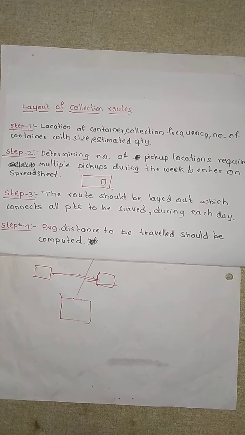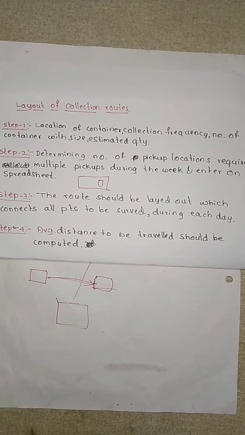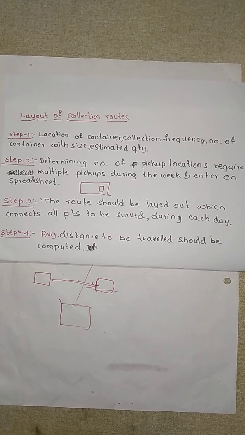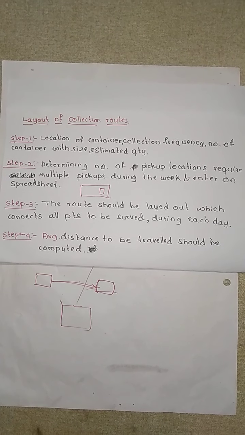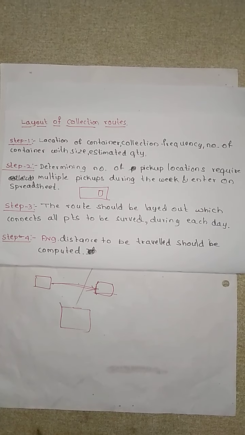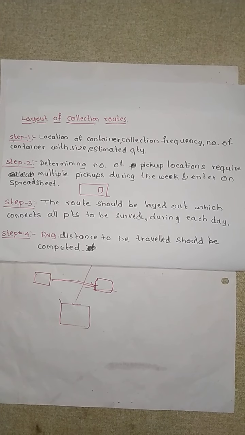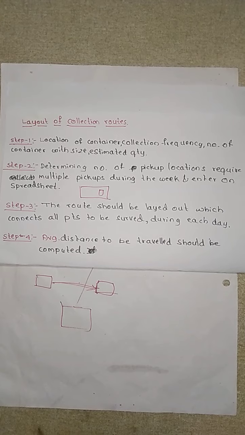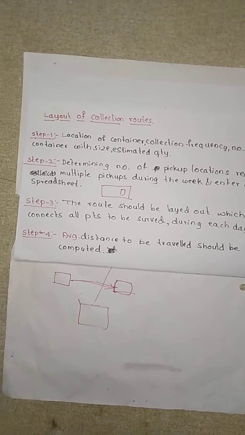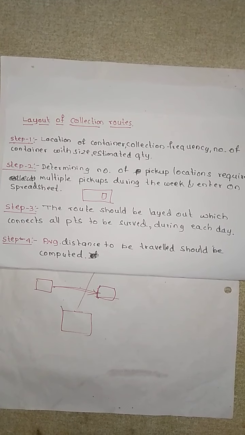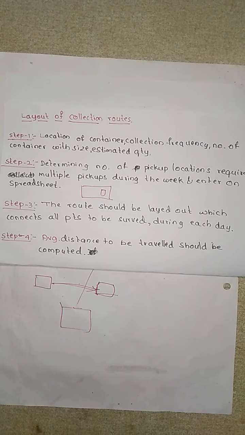Now in your exam, this particular question may be asked: determine the criteria for the layout of the collection system or the collection route. This question may be asked for around 6 to 8 marks in your main examination. Then you need to write in detail regarding all these four steps when we write about the layout of collection routes.